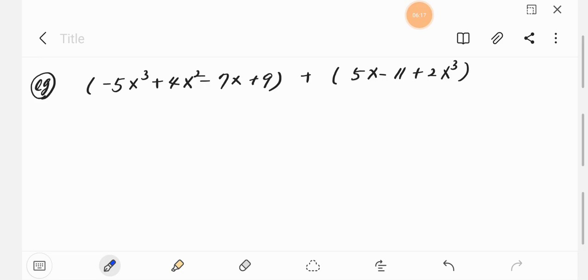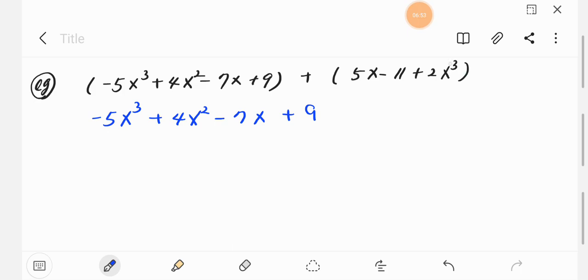This time let's add it vertically. When you add vertically, it means write the first polynomial in the first line and write the second polynomial in the second line. Make sure you align the like terms in the same column. The first polynomial has 4 terms, so write down the largest exponent term, plus 4x squared minus 7x plus 9.